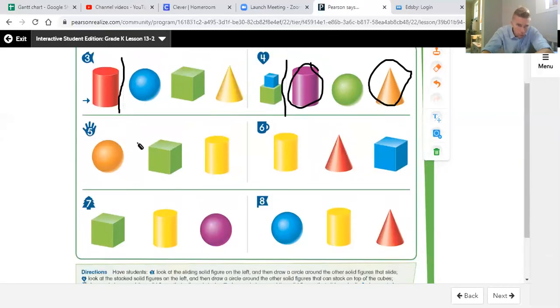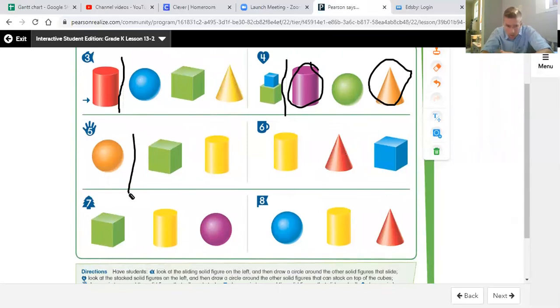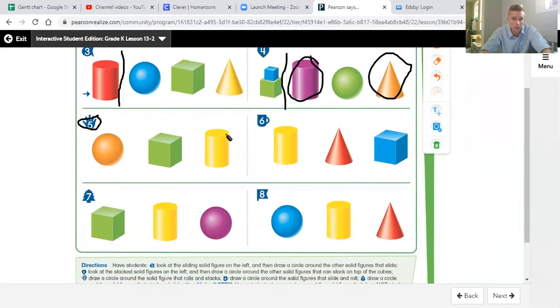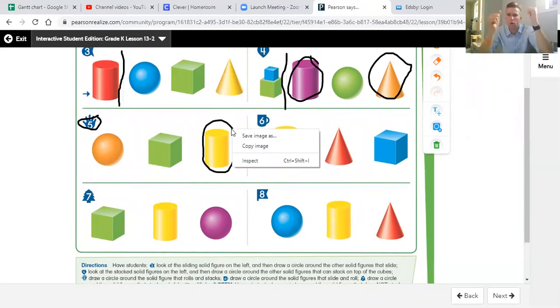All right, number 5, I'm letting you do this one on your own. Let's see if you get it. Actually, there's no line on this one, so just listen to the directions. Number 5 says, draw a circle around the solid figure that rolls and stacks. Just one picture here. Which one of these can roll and stack? If you said that the cylinder can roll and stack, you got it right.